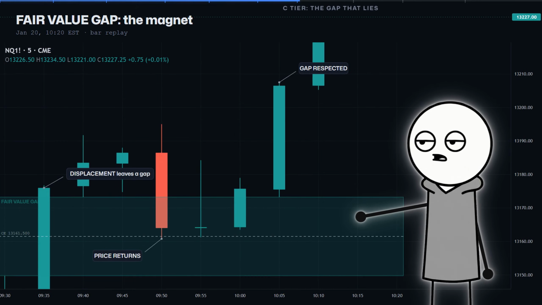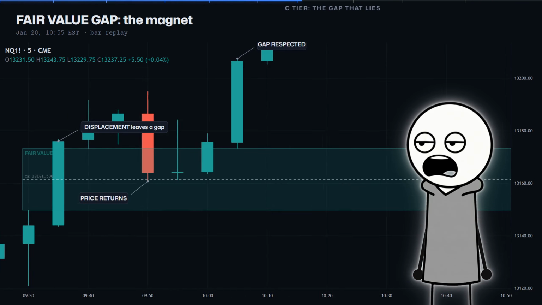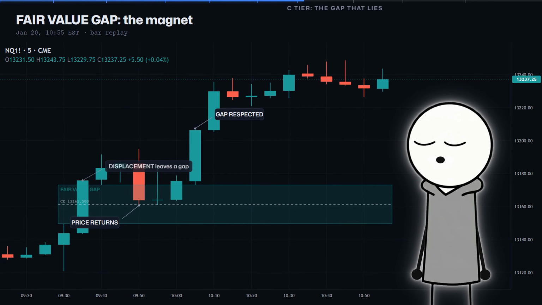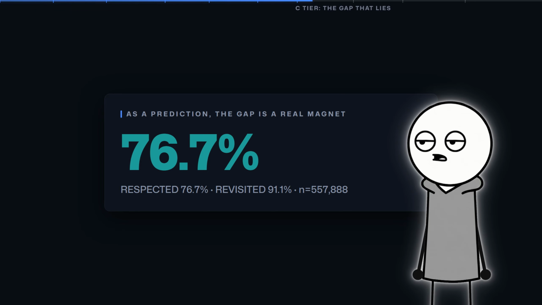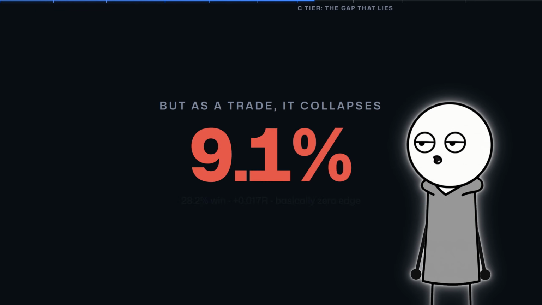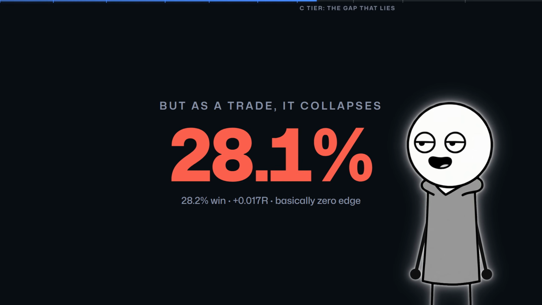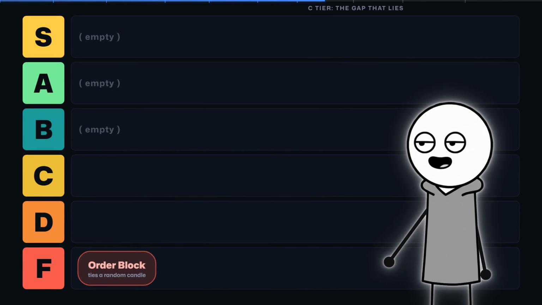C tier. The things that are real but lie to you about how to trade them. The fair value gap. The most popular gap concept in the whole catalog. And as a prediction, it genuinely works. Across more than 500,000 gaps, price came back and respected the zone 76.7% of the time. 91% of gaps get revisited. That is a real magnet, not noise.